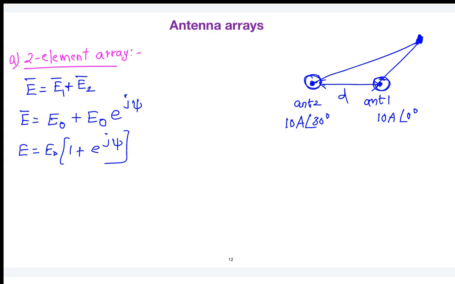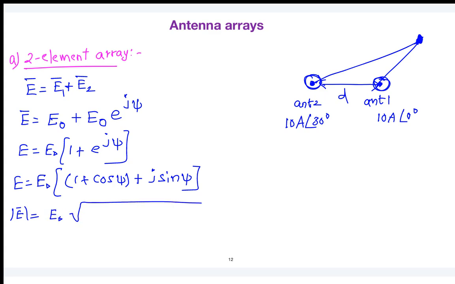You know that e power j theta can be written as cos theta plus j sin theta. So tell me the value of the magnitude of electric field intensity here: E naught into root over (1 plus cos psi) whole square plus sine square psi. I will tell you once again, you need not worry. Here psi is the phase shift between these two antennas. How that phase shift comes, I will explain in detail after some time. First you see the magnitude.